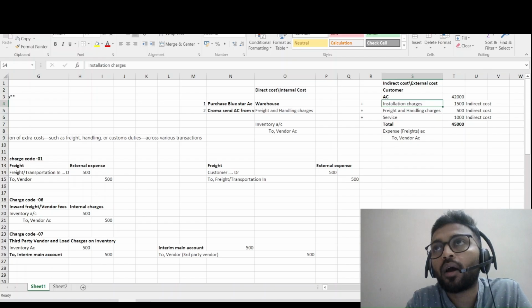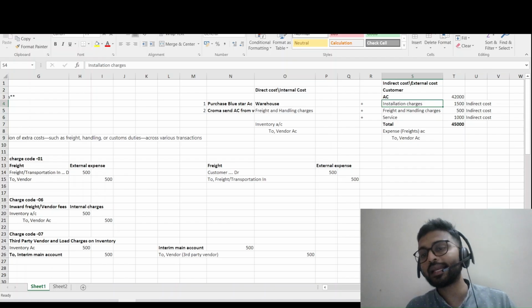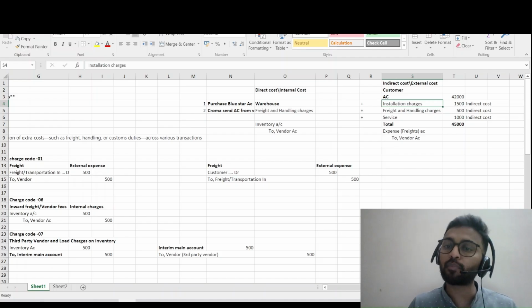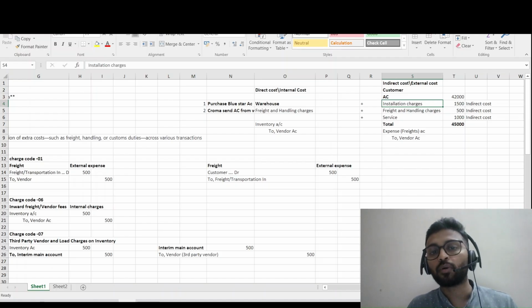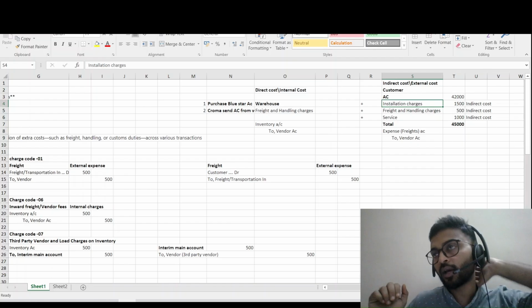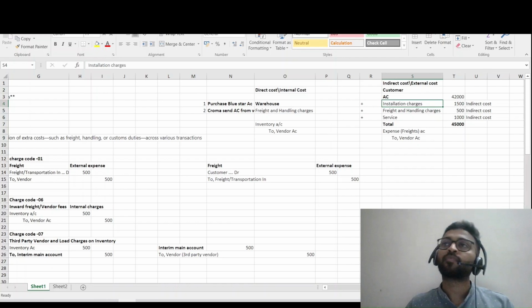So it will be considered as a load on inventory. So those costs will be added into my inventory, right? Similarly, I have given the example of AC; in the case of an item, the same example will be applicable. So that's how we can bifurcate direct and indirect cost. Now there are internal charges and external charges.